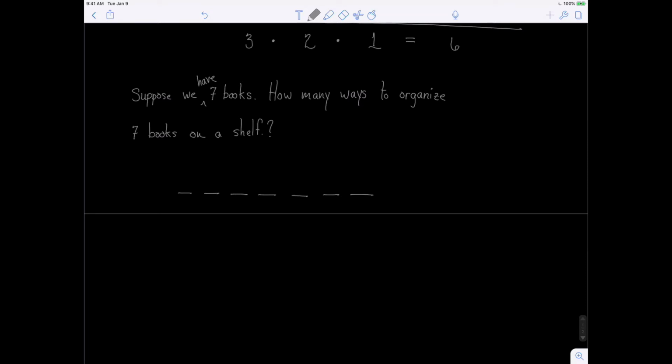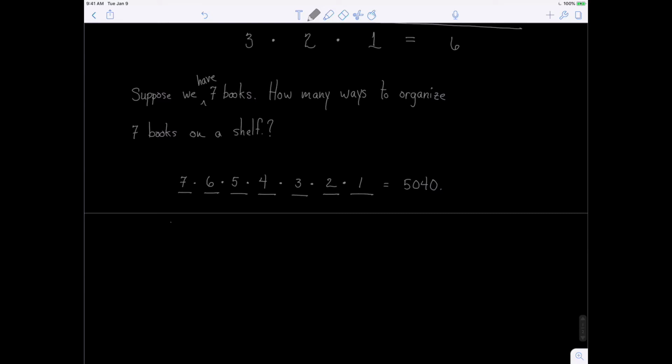So when we come to the first slot, there's 7 books to choose from. And then when we come to the second slot, we've used one already, so there's 6 that could go in the second slot. Now we've used another one, so there's only 5 available for this third slot. And if we keep this process going, we get 4 times 3 times 2 times 1. And just like we did above, we're going to multiply those together. And if you do that, you're going to come up with a rather large number of 5,040.